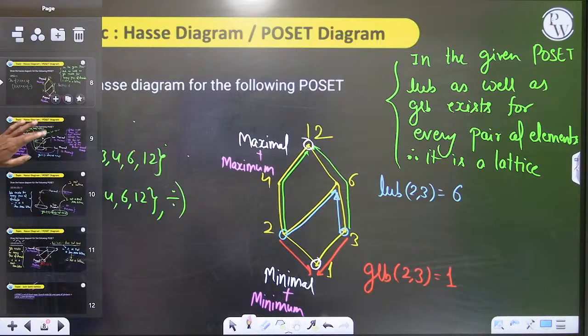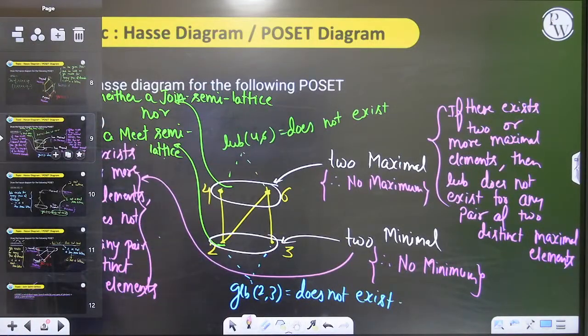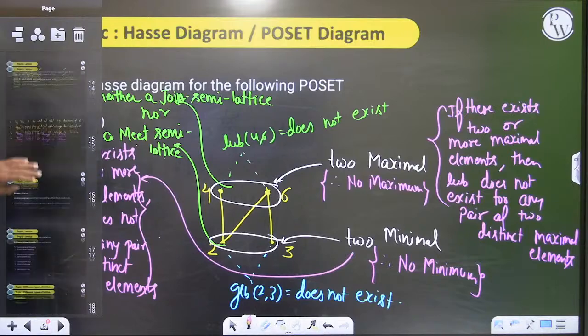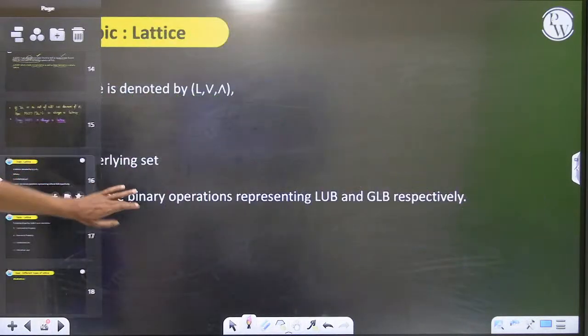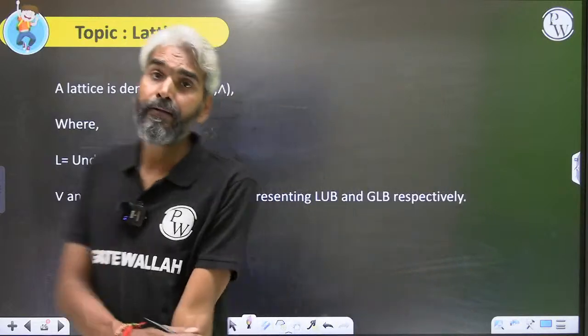Now, if you have two or more maximals, it will not be a join semi-lattice. Two or more minimals, it will not be a meet semi-lattice. If the least upper bound exists for every pair of elements, it will be a join semi-lattice. If the greatest lower bound exists for every pair of elements, it will be a meet semi-lattice.